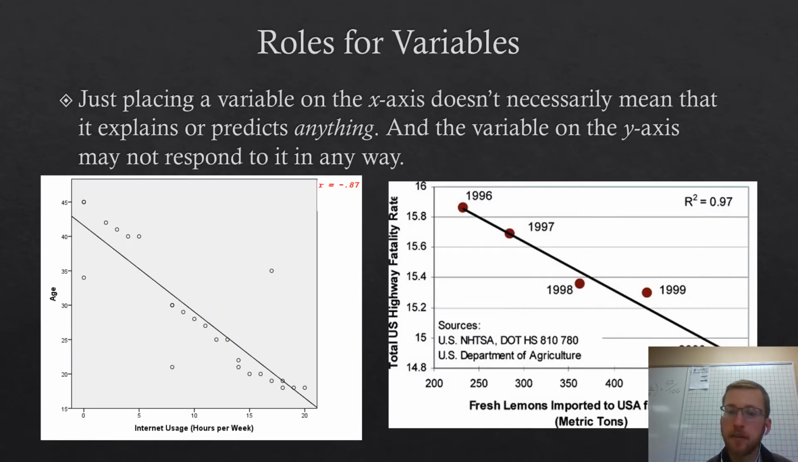So keep in mind, just because we put a variable on our x-axis, that does not necessarily mean that it will predict or explain what happens with our y variable. So for example, in this bottom left scatter plot, we have internet usage on our x-axis, and we believe that would help explain your age. Now, this does not mean that if you spend 15 hours on the internet per week, that you are automatically going to be 25 years old. That doesn't make any sense, okay?